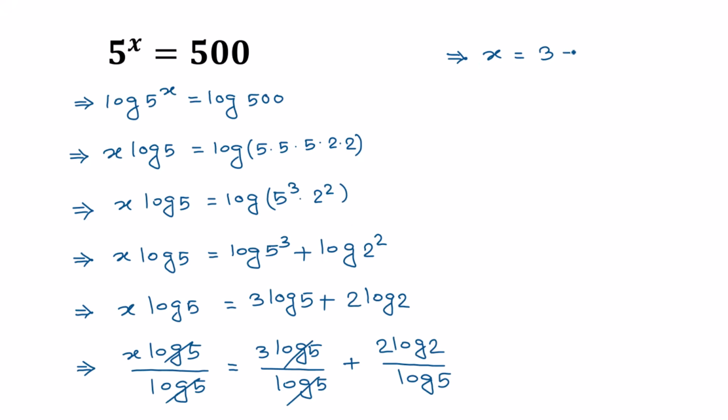So x is equal to, this log of 5 and this log of 5 will cancel and remain 3, 3 plus 2 times log of 2 divided by log of 5. So the value of x is equal to 3 plus this 2 times log of 2 divided by log of 5.